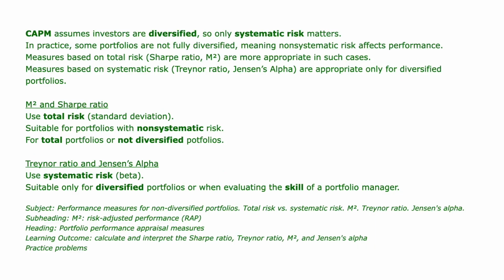Total risk measures, Sharpe ratio, M², are appropriate for non-diversified portfolios. Systematic risk measures, Treynor, Jensen's, are appropriate only for diversified portfolios. The question specifies significant non-systematic risk.